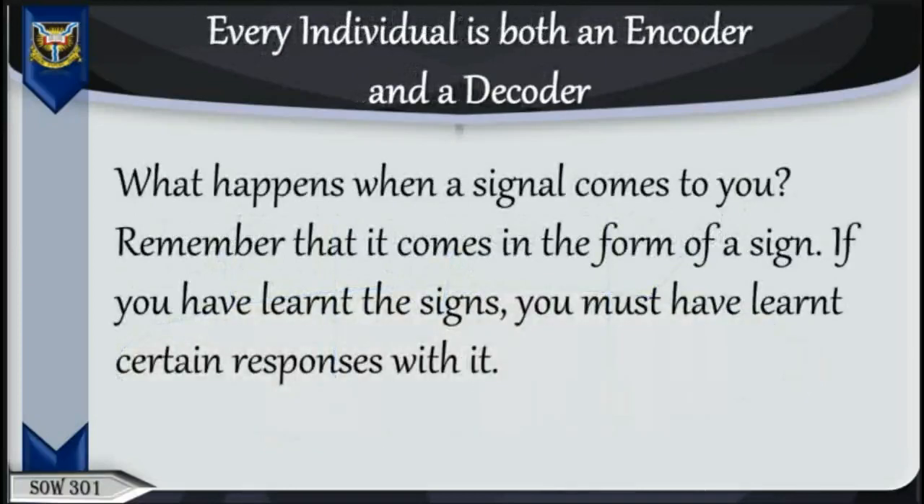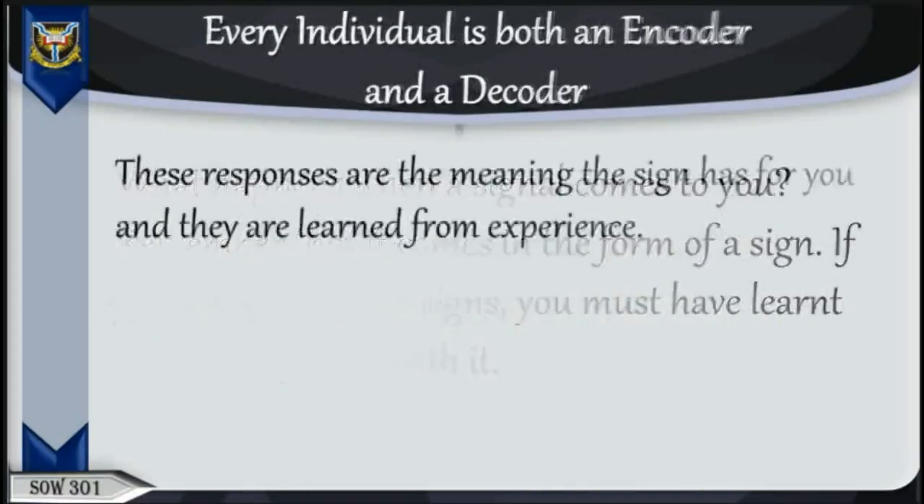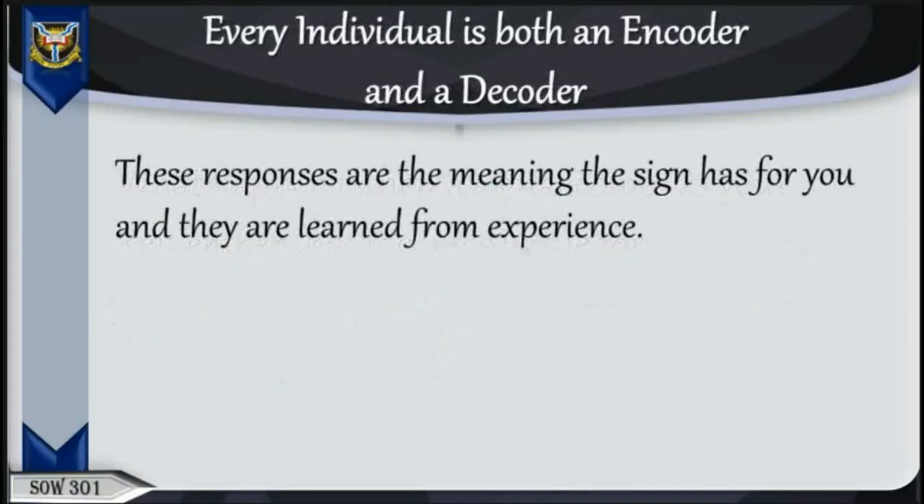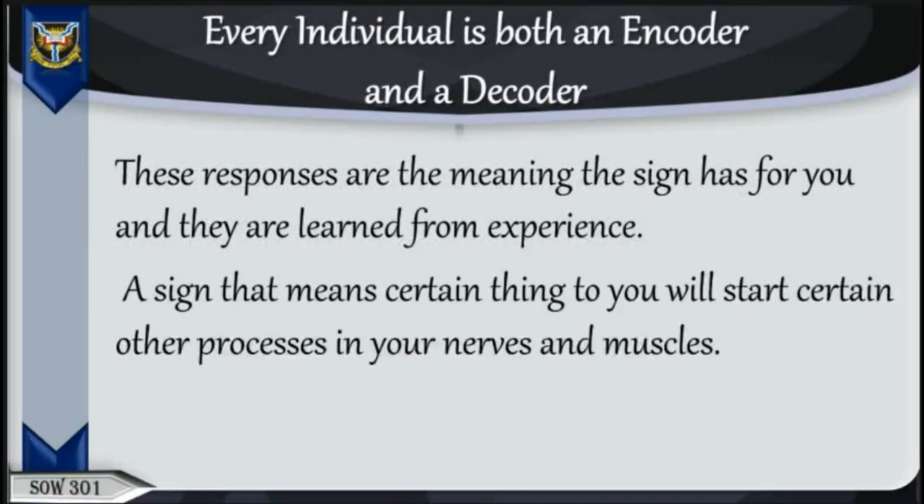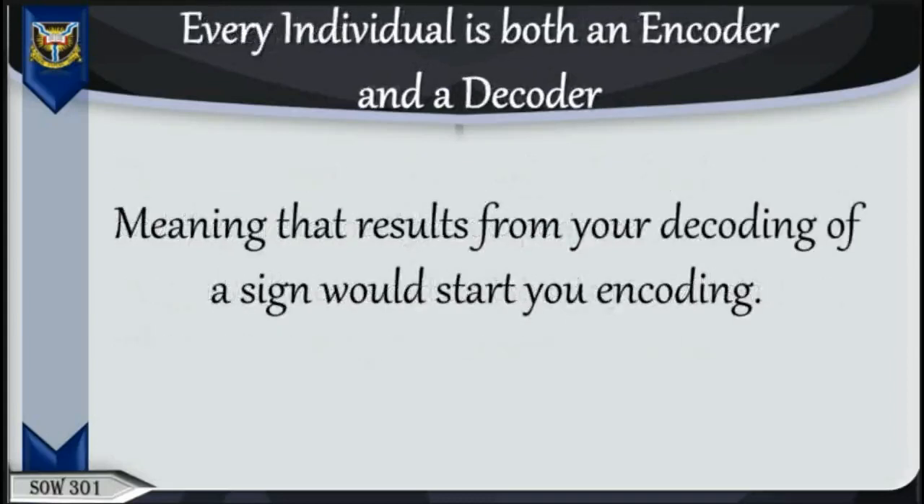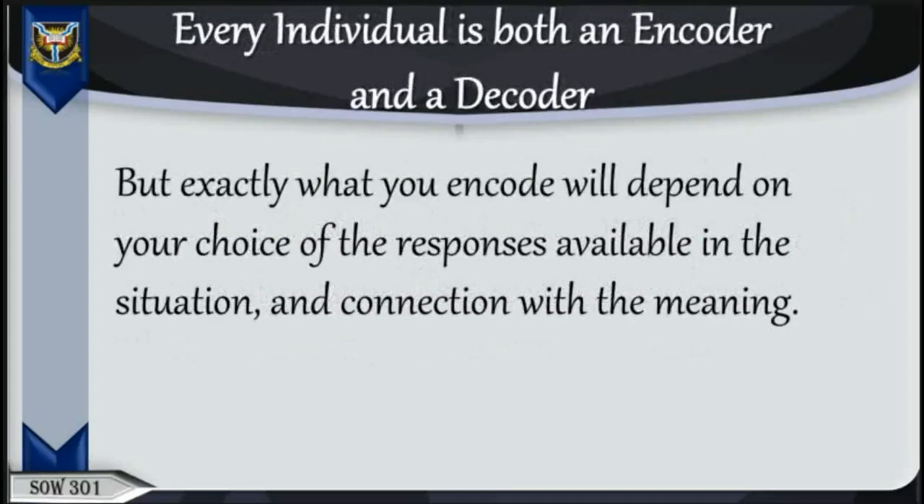What happens when a signal comes to you? Remember that it comes in the form of a sign. If you have learnt the signs, you must have learnt certain responses with them. These responses are the meaning the sign has for you, and they are learned from experience. A sign that means certain things to you will start certain other processes in your nerves and muscles. In other words, meaning that results from your decoding of a sign will start you encoding. But exactly what you encode will depend on your choice of the responses available in the situation in connection with the meaning.